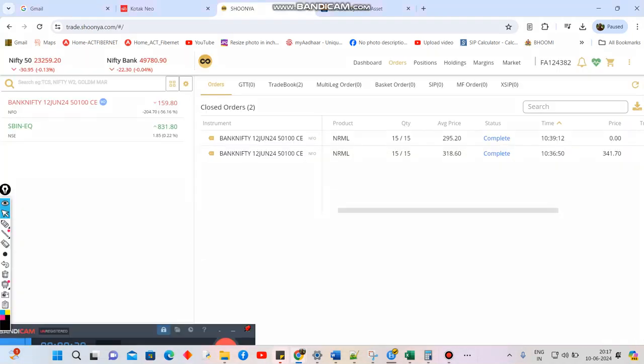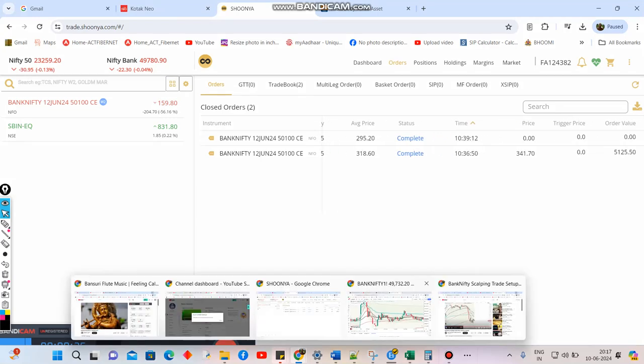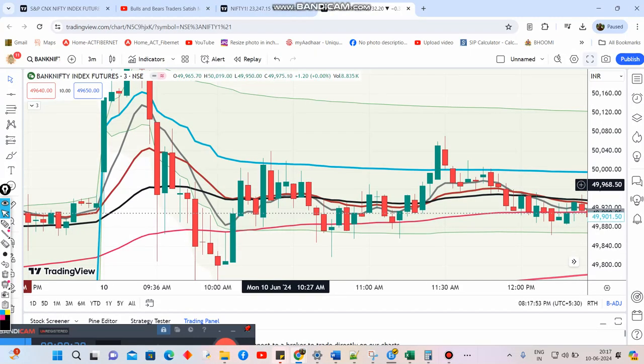So before that, 10:36:50. So actually I entered in this candle after the closure of this candle, 10:33. Actually I entered late, that is correct.